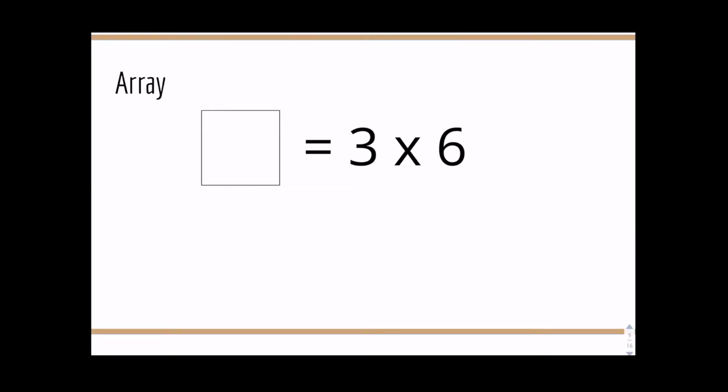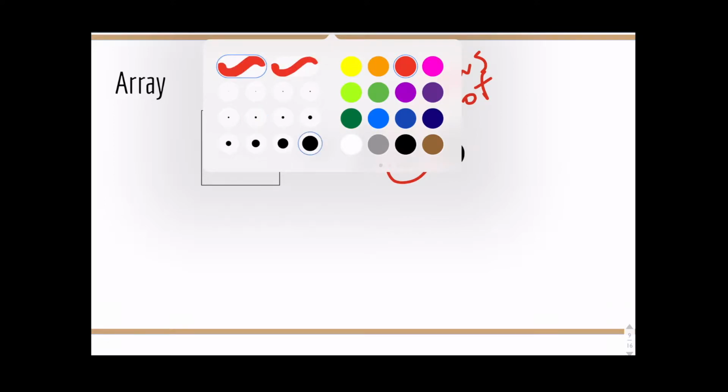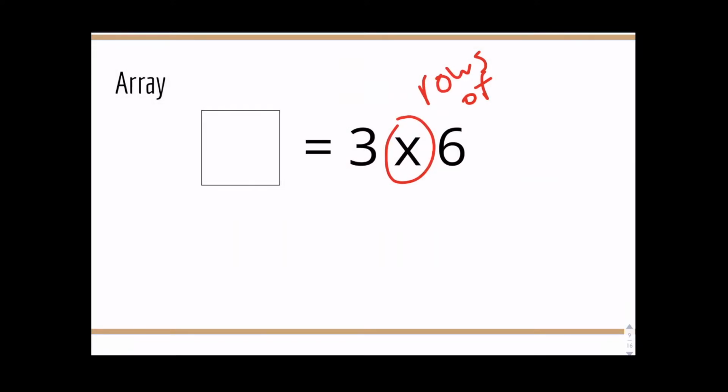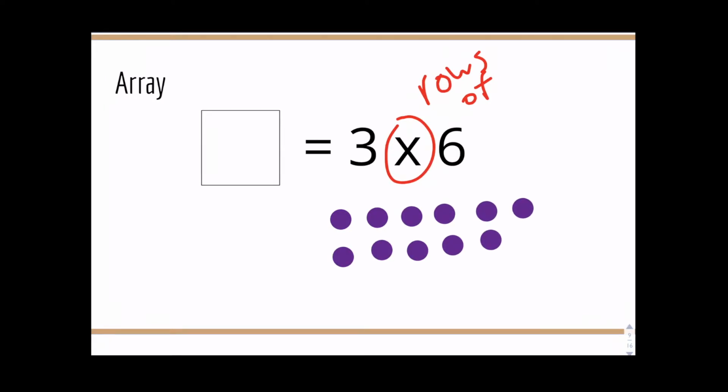All right, and so looking at arrays now, an array is really just an equal amount of rows, an equal amount of columns. And so the X in this case means rows of. So when we're talking arrays, we're saying rows of, and so that means 3 rows of 6. So 6 in each row, 3 rows of them. So 1, 2, 3, 4, 5, 6. 1, 2, 3, 4, 5, 6. 1, 2, 3, 4, 5, 6.